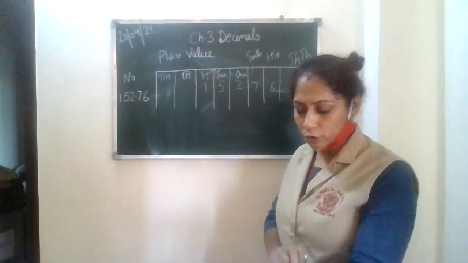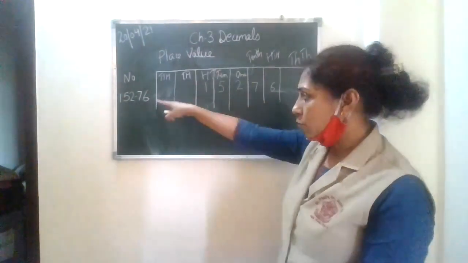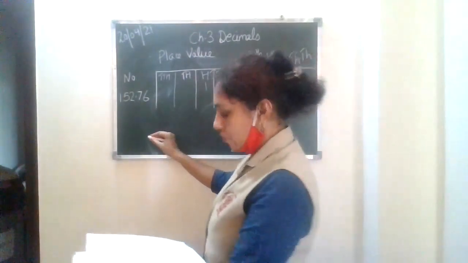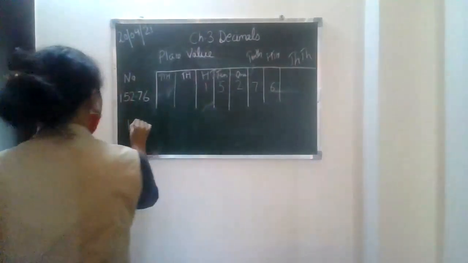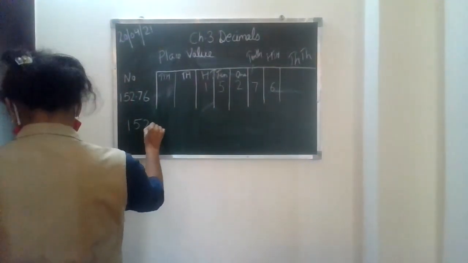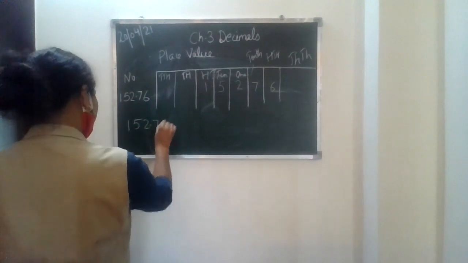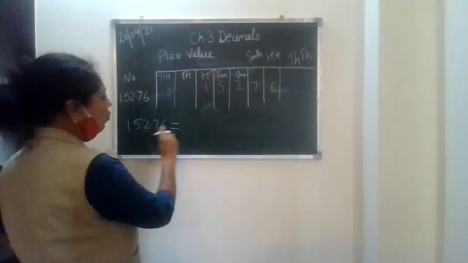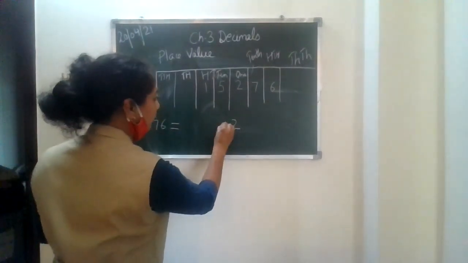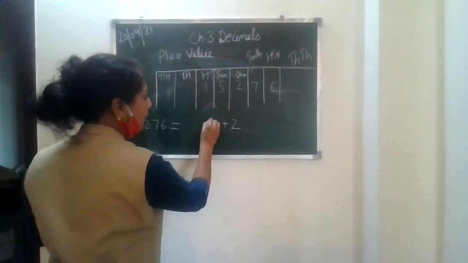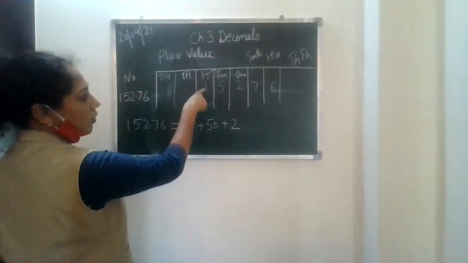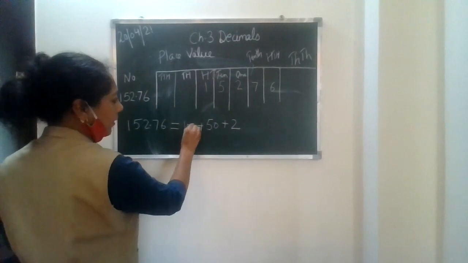I will show you how it is going to be written. I'm going to expand this only. I'm going to teach you over here only with the same number, 152.76. How the number we are going to expand, just see, is equals to, okay, this 2 is 2 into 1 is 2. This 5 into 10 is 50. And 1 into 100, 1 is at 100 place, that is 100.